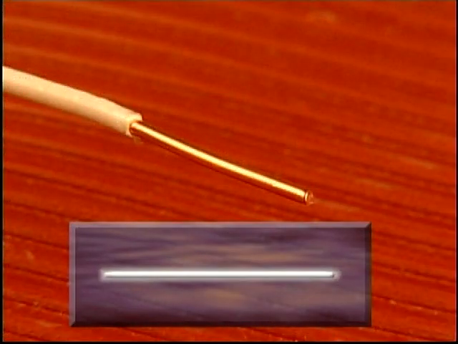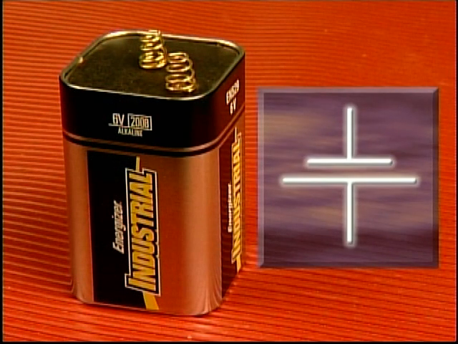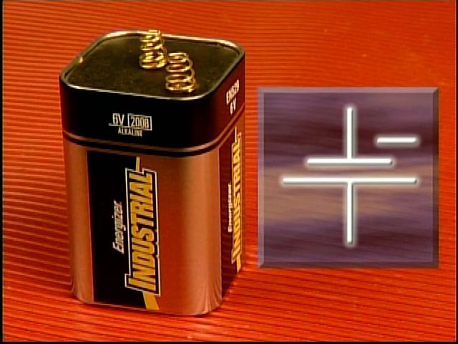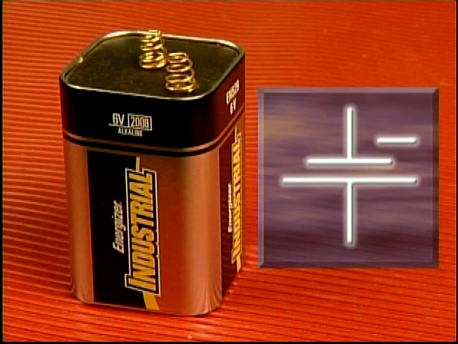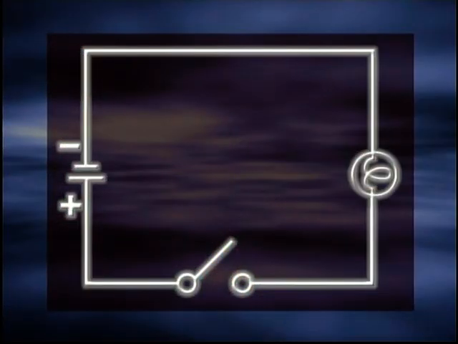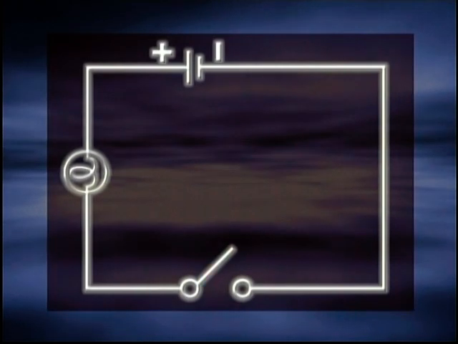A conductor, or wire, is drawn as a straight line. The symbol for a battery or power source is two parallel lines. One line is shorter than the other. By common agreement, the shorter line represents the negative terminal of the cell, and the longer line represents the positive terminal. This is always the case, no matter how the power source is positioned in the circuit.